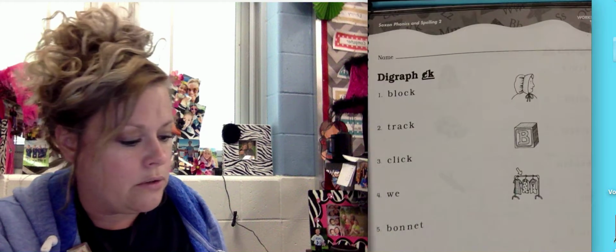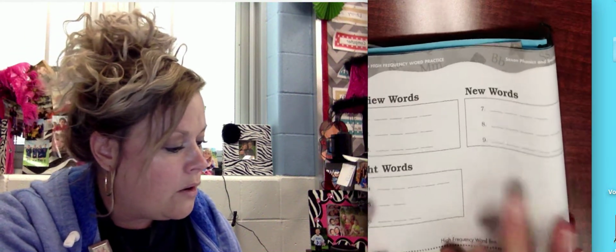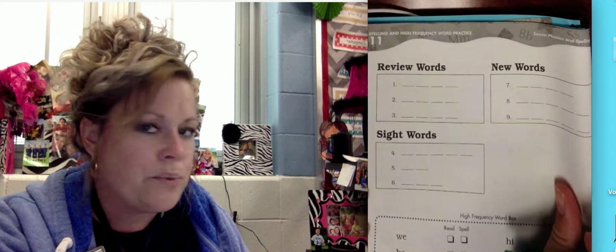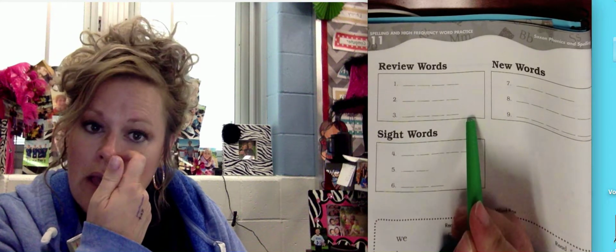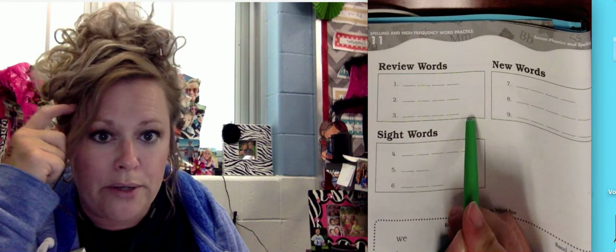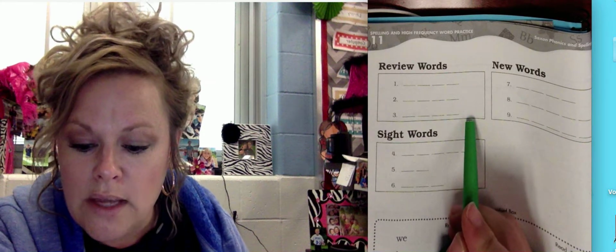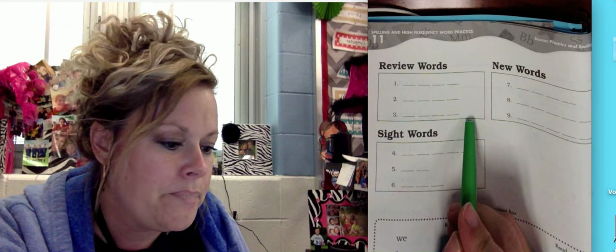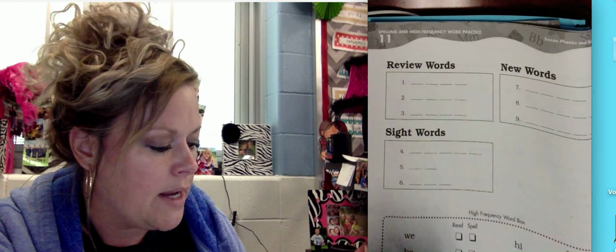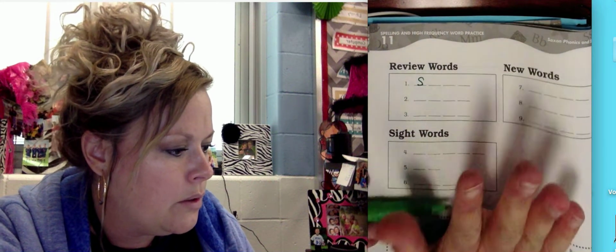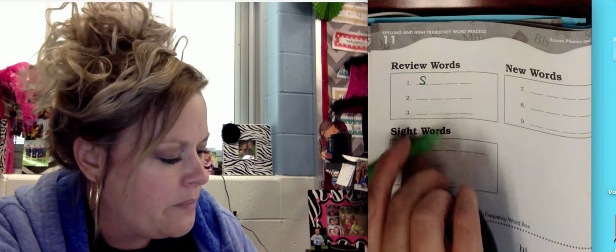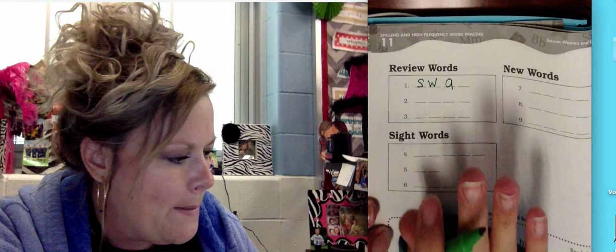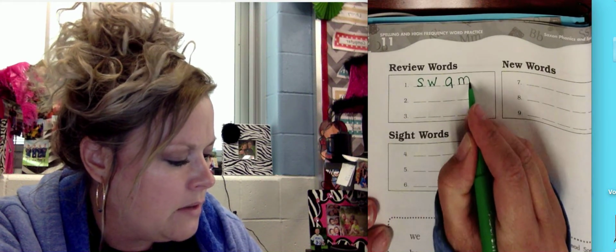Go ahead and flip the page over. We are now on the Saxon Phonics and Spelling 2 page. First, we're going to start with some review words. So if your phonics from last week and the week before is in your brain, you're going to be able to do these review words. So first review word is swam. Swam. Write it. Like monkey. And here's the word swam.